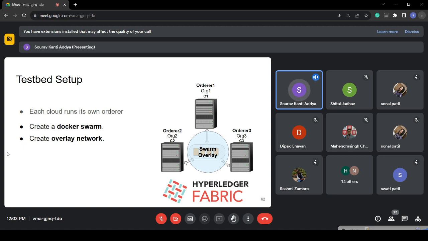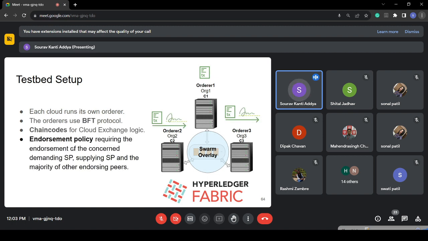So we created that overlay network between these servers using Docker Swarm, and we used chain code. Chain code is basically the smart contract in Hyperledger Fabric, whatever logic I have told. We wrote chain code in Go language because Hyperledger Fabric supports a language called Go.